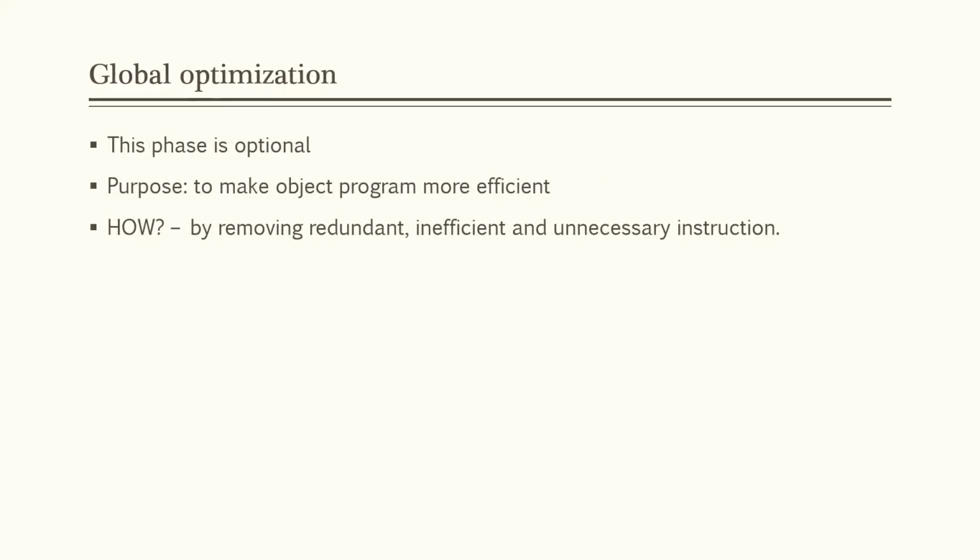Okay, the third phase here is global optimizations. This phase is optional. Its purpose is to make sure the object program is more efficient, to make sure the program can run smoothly. So how? By removing the redundant, inefficient and unnecessary instructions.